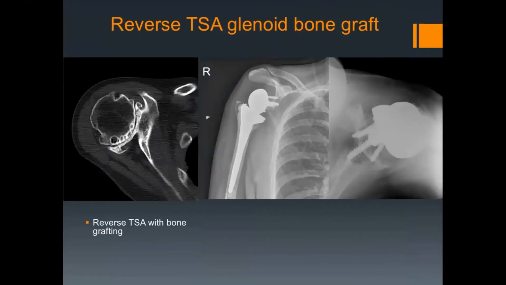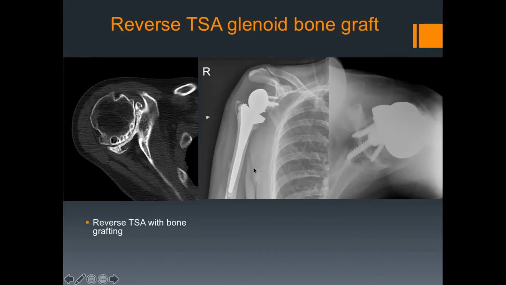This is another example of a reverse TSA done with glenoid bone graft, or augmentation of the glenoid. On the preoperative image, there is very deep concentric glenoid wear with saucerization. You can see how thin the glenoid fossa has become, and how little bone stock there is. So you wouldn't be able to get away with a standard implantation, because it just wouldn't hold. You wouldn't have the purchase.